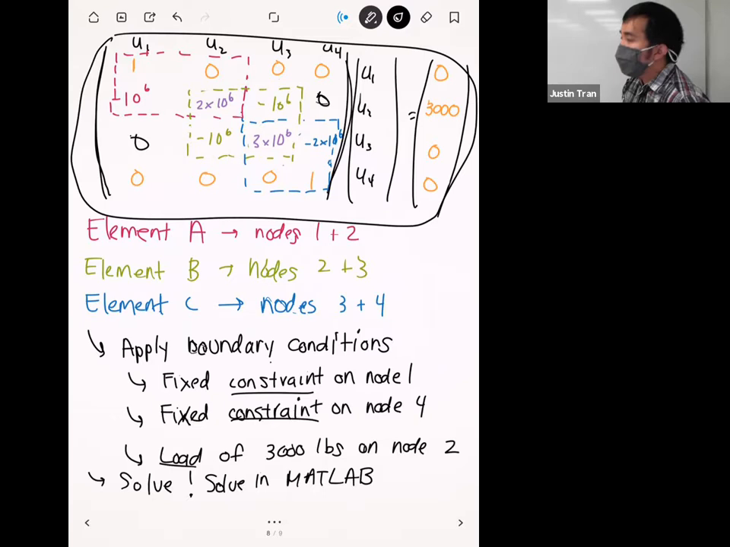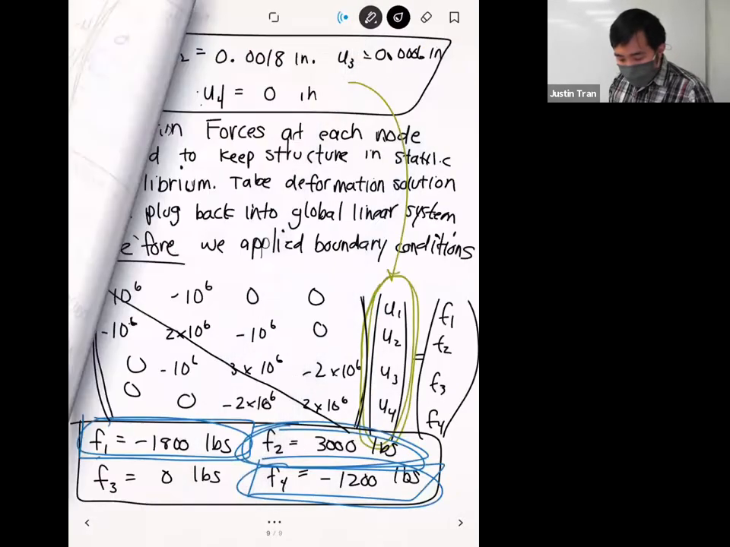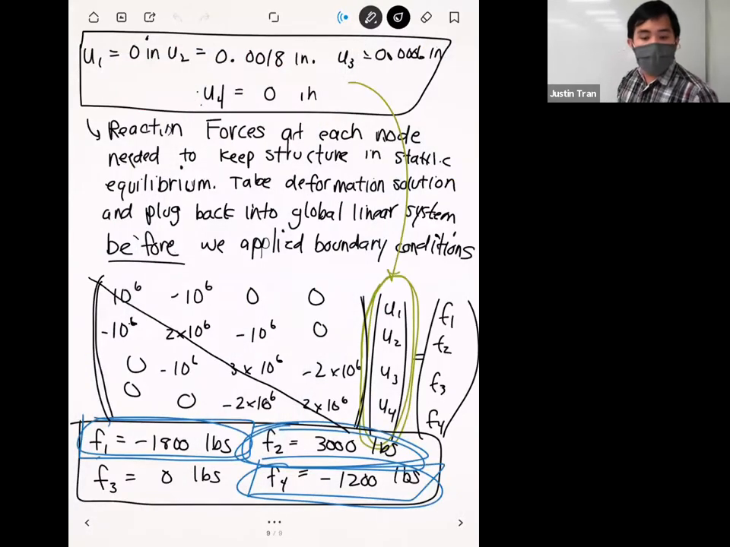Okay. Any other questions on this example here? Okay. All right.